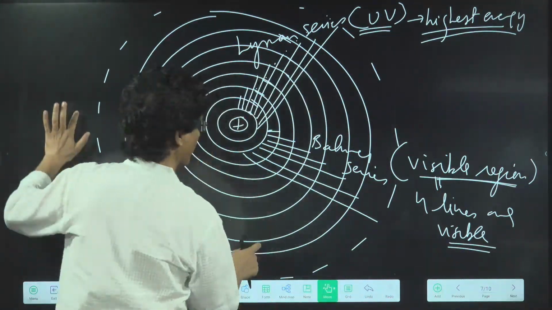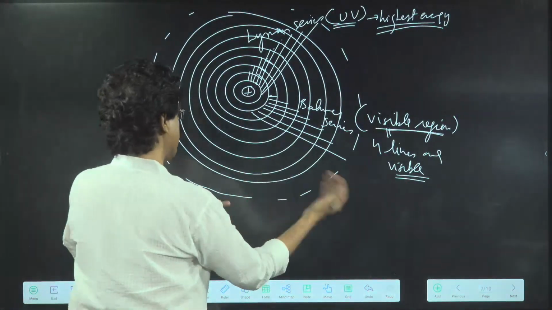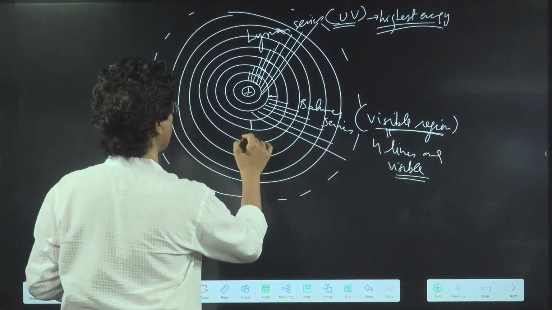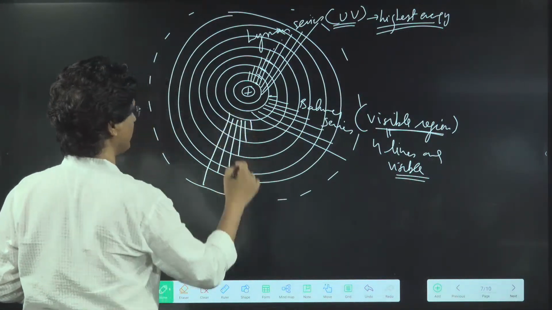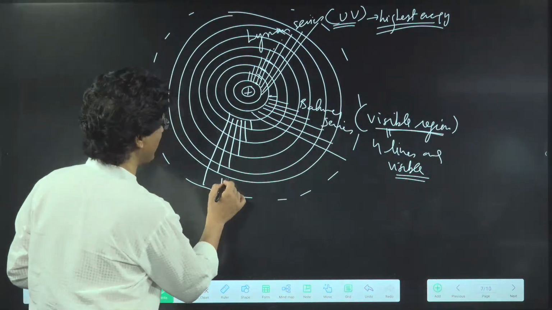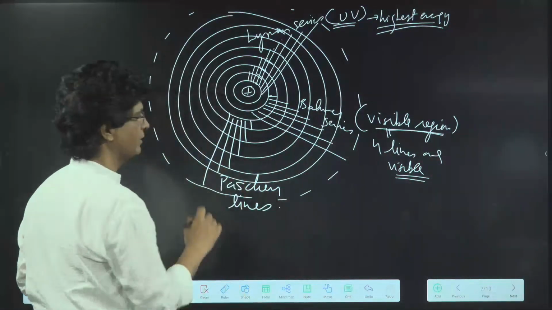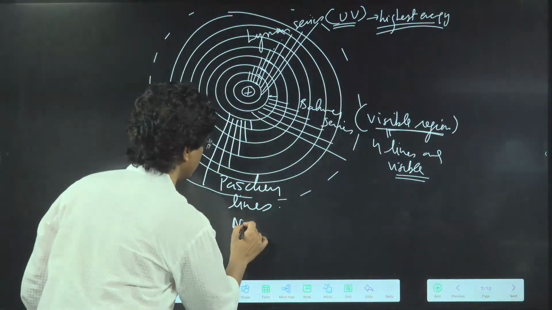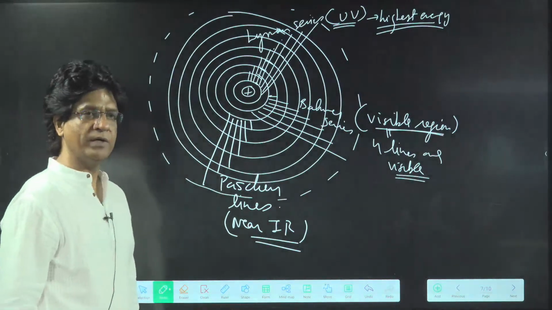Okay. Now look up over here. If an electron is anywhere but falls to orbit number 3 directly, these will be called Paschen lines, and they belong to the near infrared region.